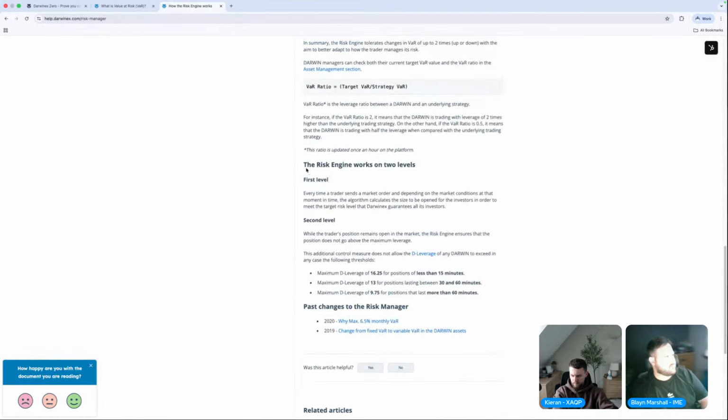Yeah, so the risk engine works on 2 levels. Every trader sends a market order, and depending on the market conditions at the moment, Darwin calculates the size to be opened for the investor order, meaning the target risk level that Darwinex guarantees to all investors.